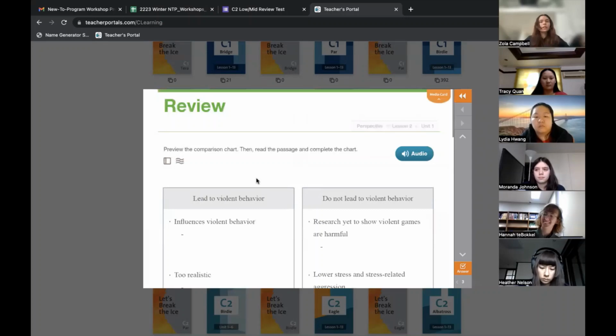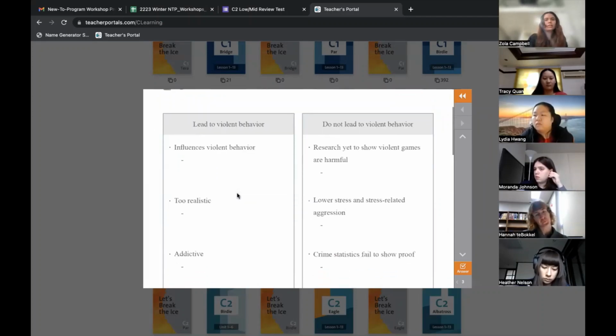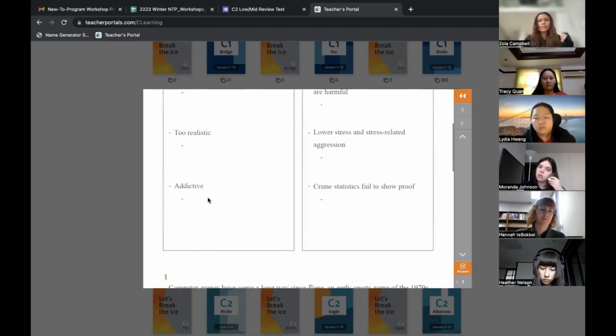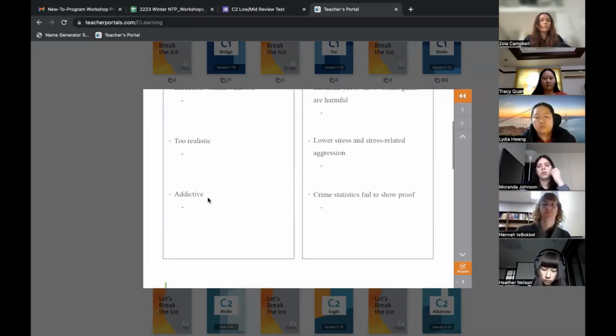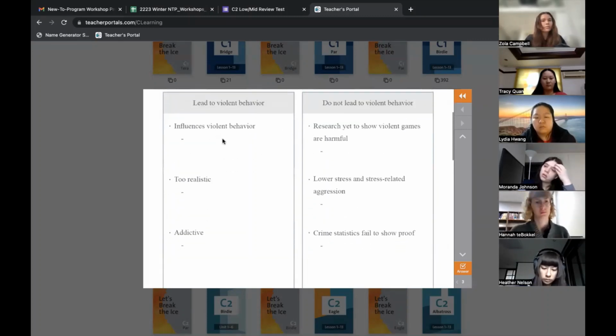So you're gonna do this pretty much exactly in the same way. Have a student read the first perspective, leads to violent behavior. Ask them WH questions. They should get this one because these are just the reasons. So why does it lead to violent behavior? First, it influences violent behavior. It's too realistic. It's addictive. Then we're going to do the same thing that we did. So how does it influence violent behavior?